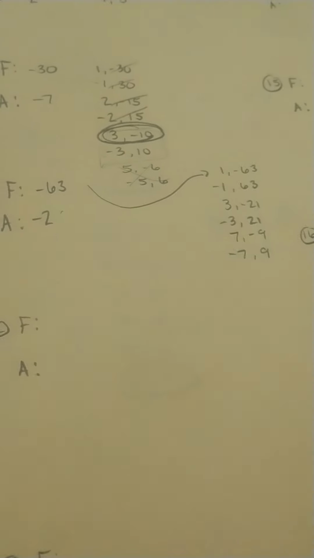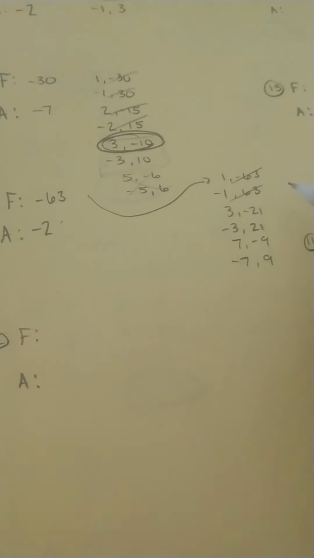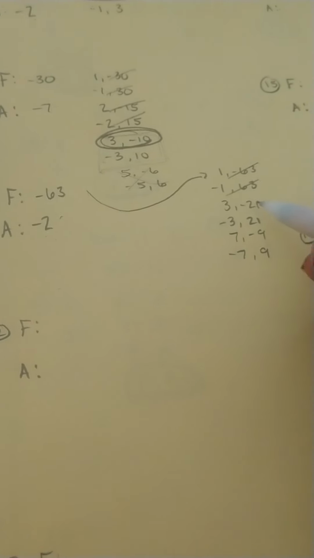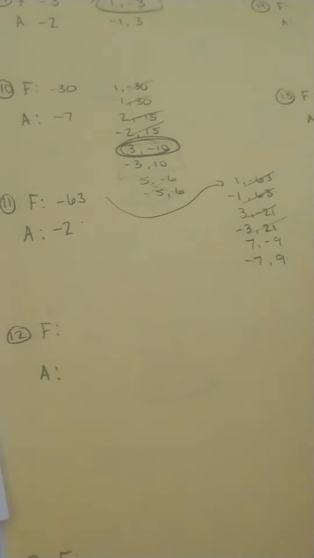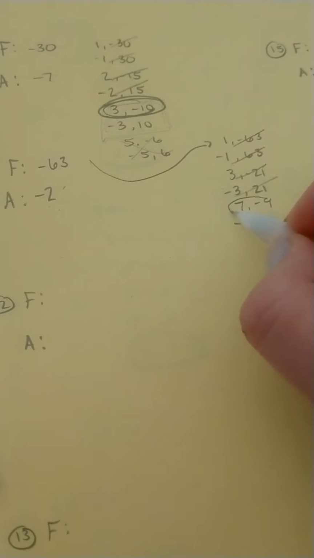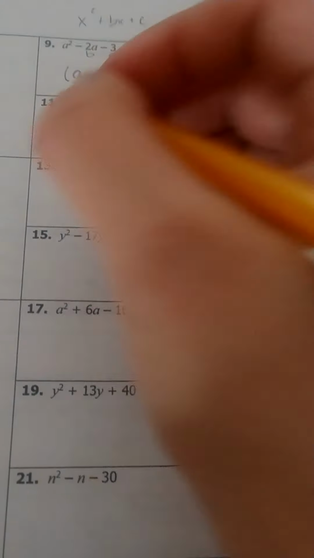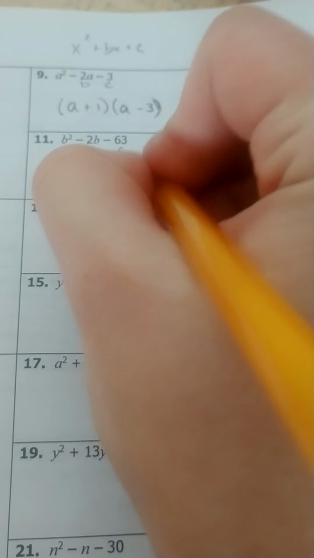So which of these gives me a -2 when I add them together? Well, those are obviously not, no, just no. These are very obviously no. So it's down between these two. I want -2. Well, 7 minus 9 is -2, so that's my winner. So I'm going to have a +7 and a -9. So B plus 7, B minus 9.